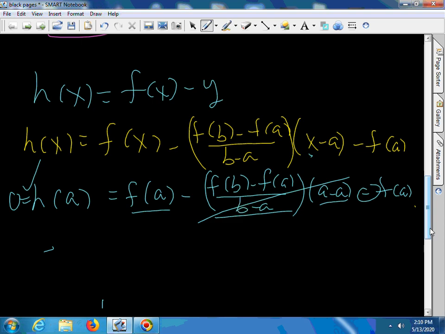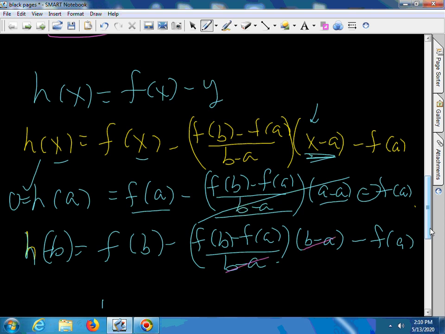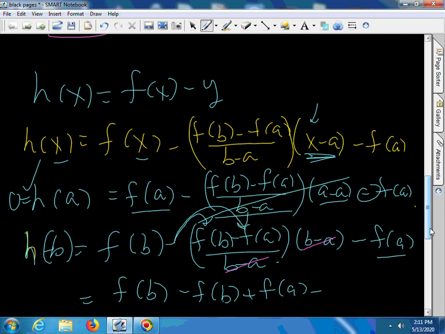Now, what's h of b? What is h of the letter b? So I plug in b wherever there's an x. So I get f of b minus the slope stuff, f of b minus f of a over b minus a times b minus a, because x is b, minus f of a. Well, first I will notice that this cancels out. So let's be very careful and let's see what we get. We get f of b minus f of b, and we have to take away a negative f of a. That becomes plus f of a, and then we have to take away f of a. Well, yeah, that's 0. f of b minus f of b is 0, plus f of a minus f of a is 0. It's 0.